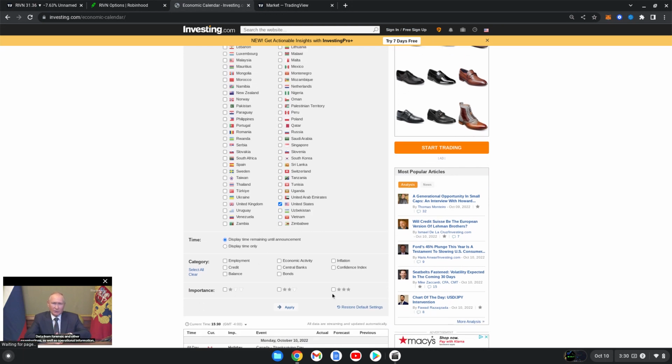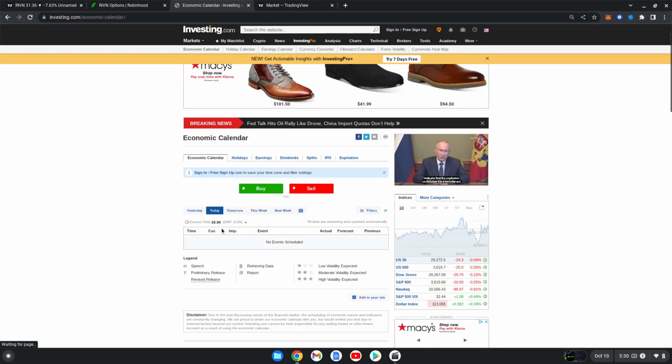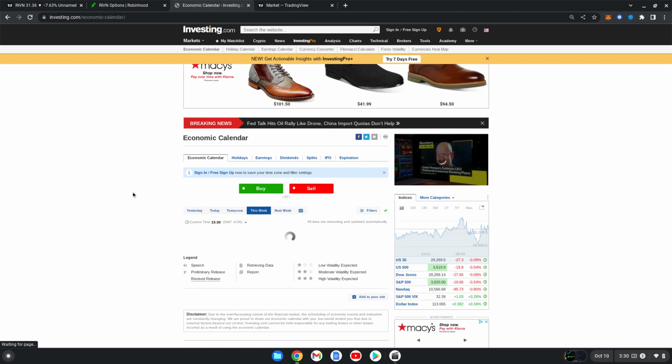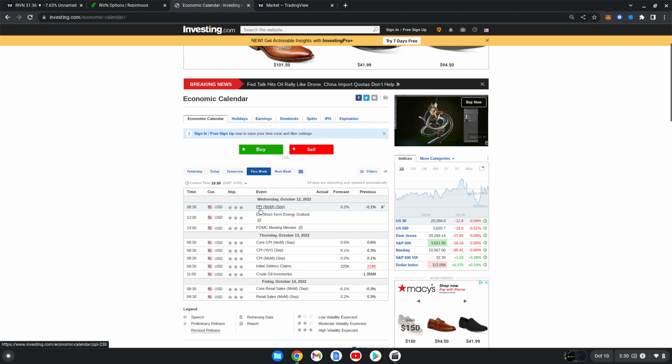And then I go to importance. I want the most important things only. So I'll say apply. And when we go here, we can see that there was no real events or news today in terms of Fed meetings, things like that. Nothing tomorrow. But for this week, we can see we have our September PPI, we have our core PPI, jobless claims, crude oil inventories, and all these are things that can affect the market.